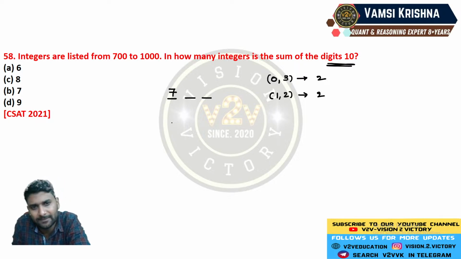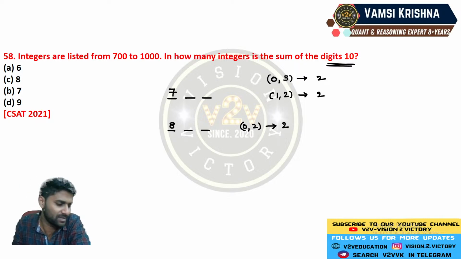Now focus on the 800s. We want the sum of these three digits to be equal to 10. We need 0 and 2, and these two digits can be arranged in two ways. Next, if you go for 1 and 1, both are the same digit, so we can arrange them in only one way.